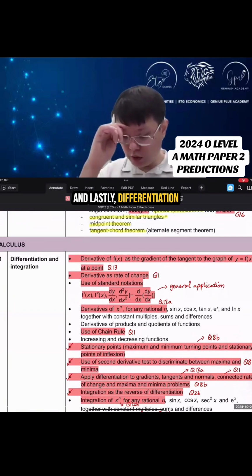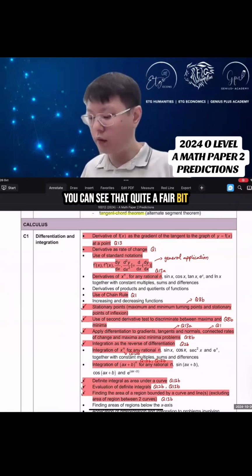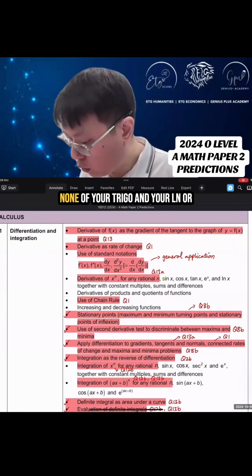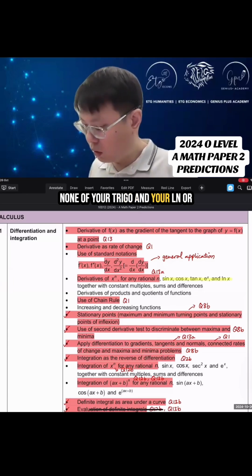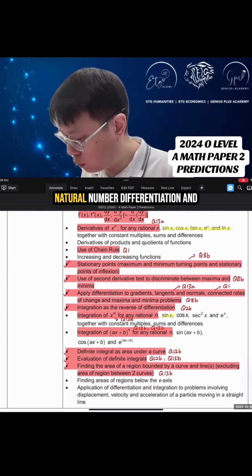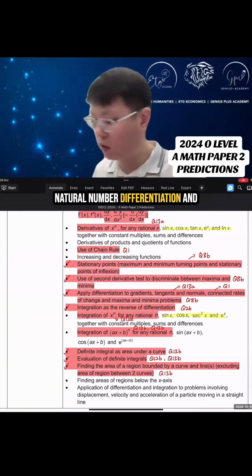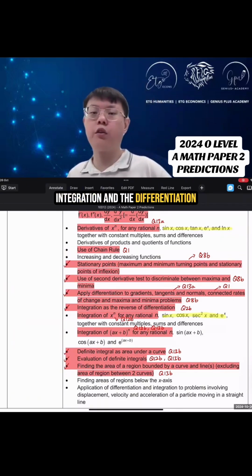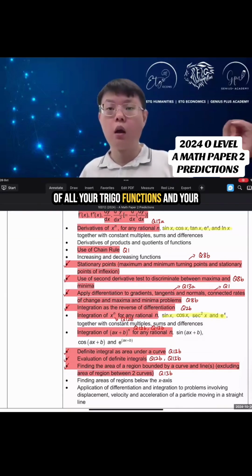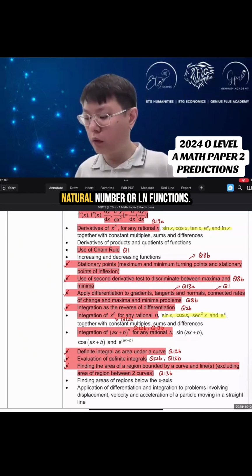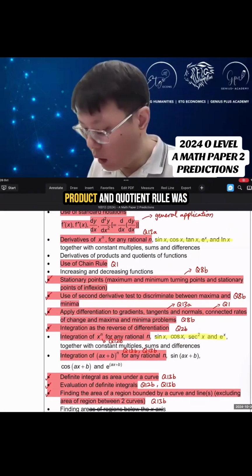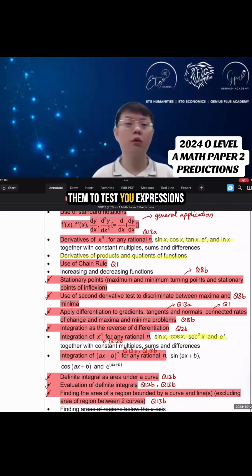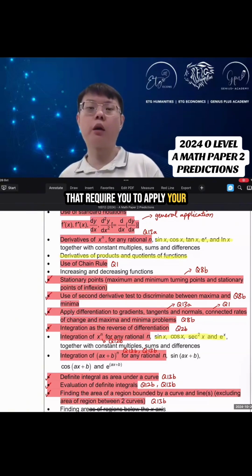And lastly, differentiation and integration. You can see that quite a fair bit has come out, but the parts that have not come out are fairly obvious. None of your trigo and your ln or natural number differentiation and integration have been tested. So you need to make sure you know both the integration and the differentiation of all your trigo functions and your natural number or ln functions. Product and quotient rule was not required in paper 1. So expect them to test you expressions that require you to apply your product and quotient rule.